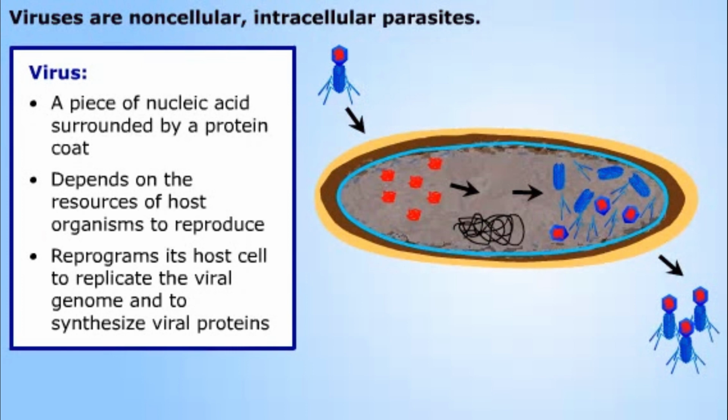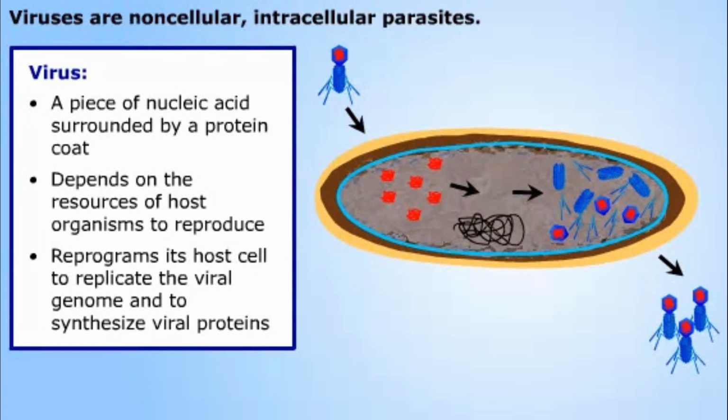In order to reproduce, a virus must wait for the opportunity to enter a cell. It can then make that cell its host. Once inside, a virus reprograms its host cell to replicate the viral genome and to synthesize viral proteins for making more viruses. The range of potential hosts for a virus varies.